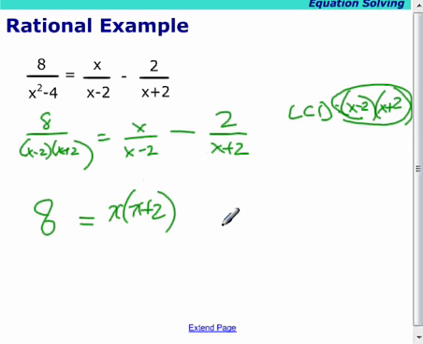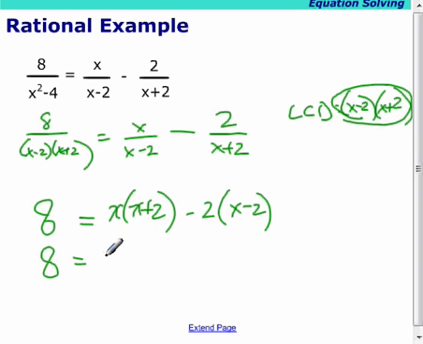You want to work through that a little bit. Now I have to multiply this term by x minus 2 over x plus 2. The x plus 2's would cancel, so I'd be left with the 2 times the x minus 2. And there I've got an equation, no fractions.